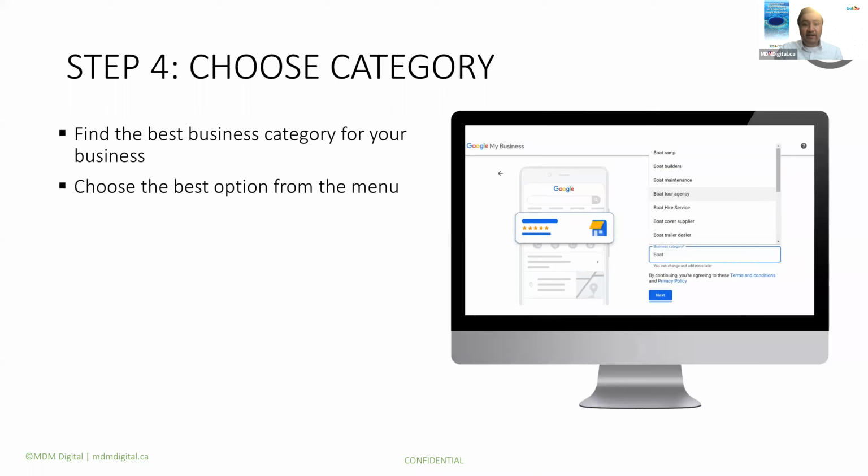So the best recommendation is that, as you see here on the screen, you try to find and choose the best one that aligns with your business. In this case, if you recall, our business name is MDM Boat Tours. We're providing boat cruises or boat tours around Vancouver here in Canada. So the category that we're going to choose, the one that best aligns with what we do, is boat tour agency, as you see on the screen. And again, you see a list of other businesses. Make sure that you're selecting the closest to what you're offering.